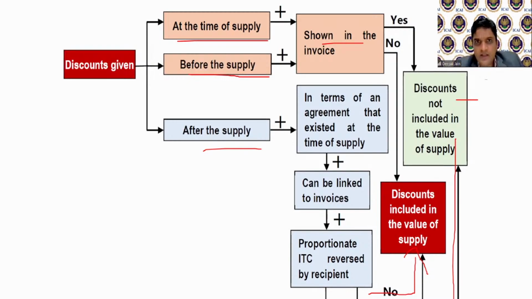Staggered discount, Pranav, in the next slide I will explain that also. Explain proportionate ITC by an example. Okay.